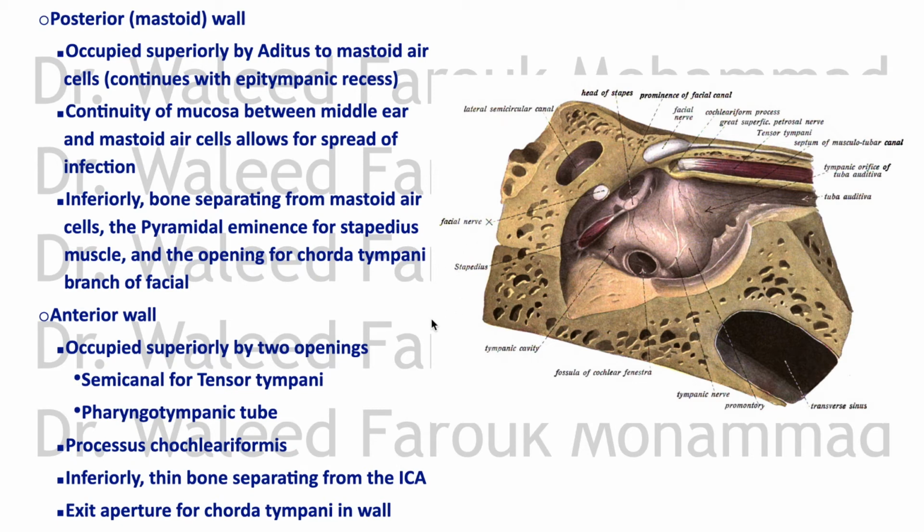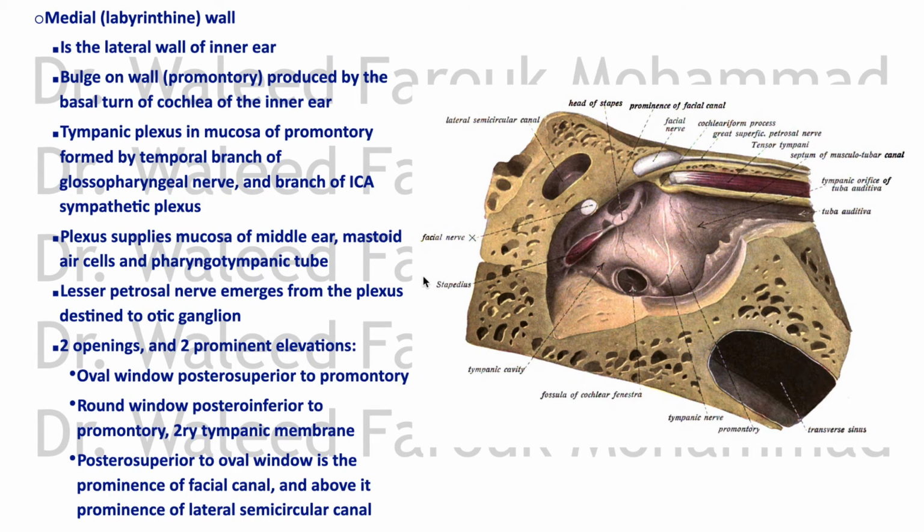It's easy, not complicated, because every wall is unique in its features, so it's easy to remember and understand. Okay, let's proceed. The medial wall, which we are looking at right now, the first thing that draws attention is that it's a bulging wall. This is because of the basal turn of the cochlea. Beyond this wall is the basal turn of the cochlea of the inner ear.